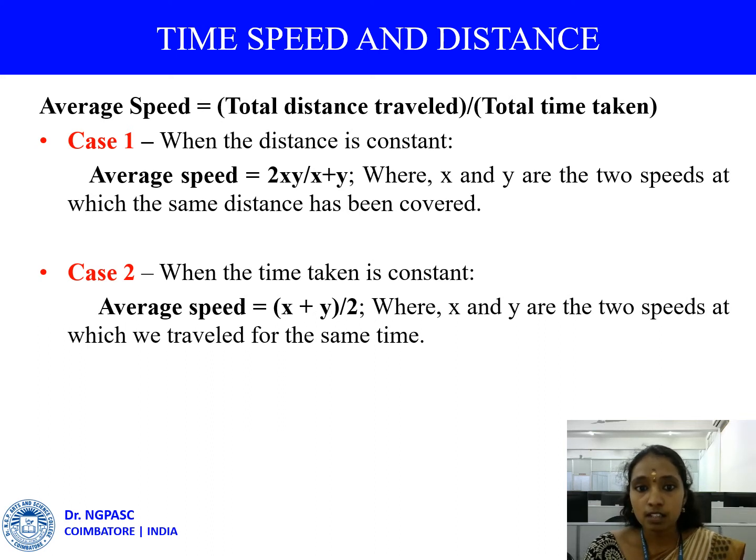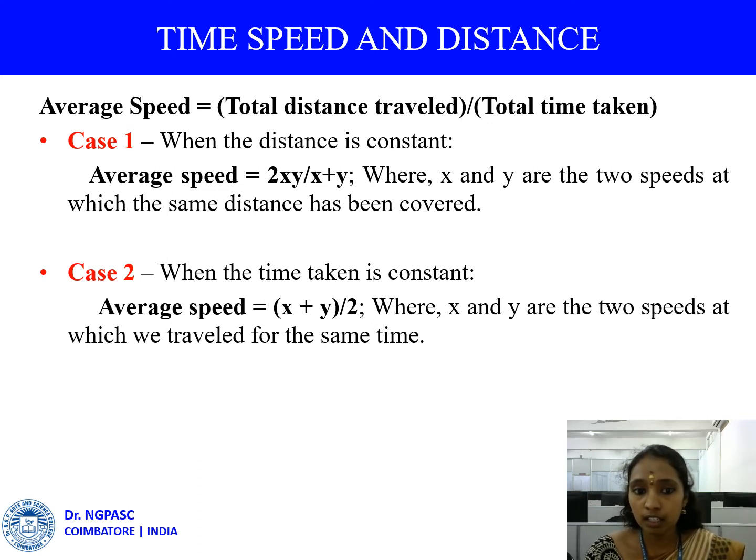So next, second case, when the time is constant. If we are traveling from A to B, or say Madurai to Chennai, and we need to calculate the average speed, the time here is the same, that is, time is constant. For example, 2 hours I am taking. Here x and y are the two speeds. x is 20 kilometer per hour and y is 30 kilometer per hour. Then the time is 2 hours.